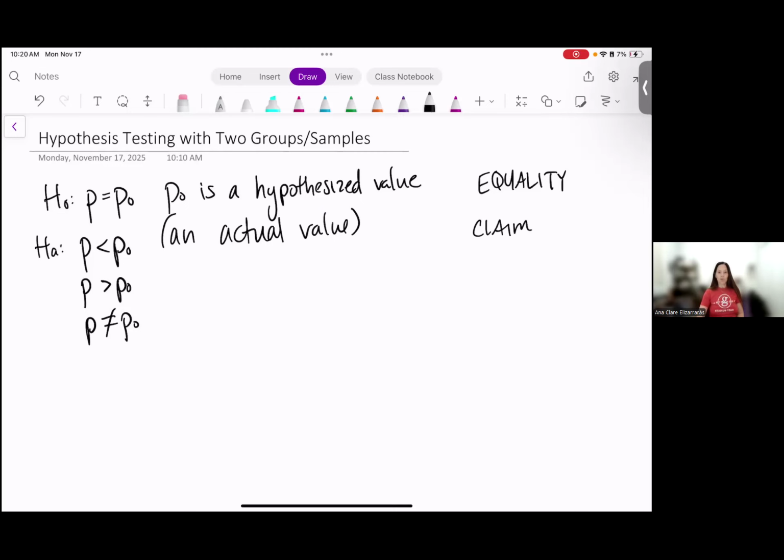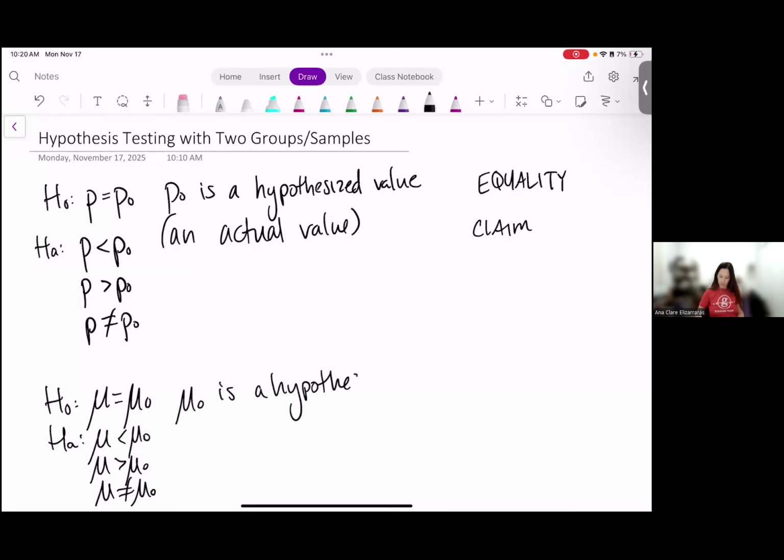The same thing was true for means. Means looked like mu equal to that hypothesized value. And the alternative was mu is less than, or mu was greater than, or mu was not equal to. And that was a hypothesized value as well. So for instance, I think the average age of people who buy Labubus was 12 years old, or I think it's less than 12 years old, or I think it's different than 12 years old, or something like that.